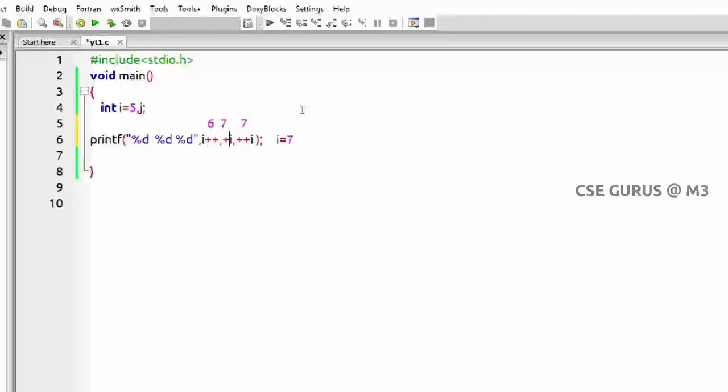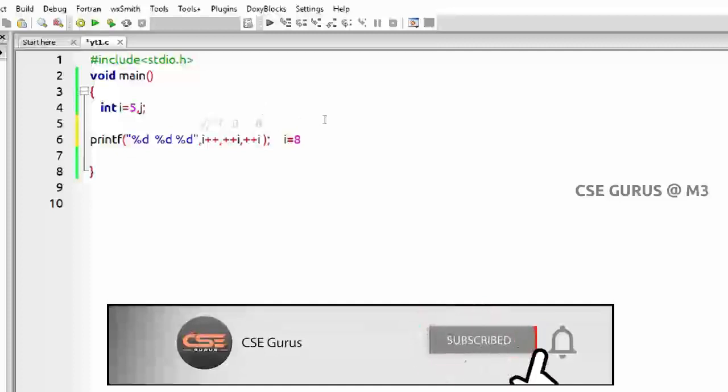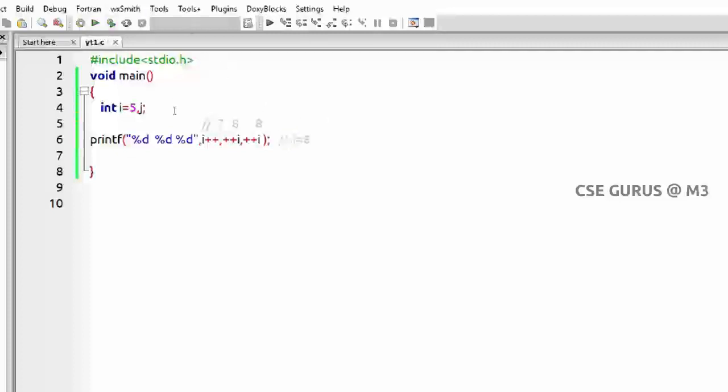Let me see, what if I have ++i here? Initially it is 5, ++ makes it 6, now 6, ++ makes it 7, and of course here 7 only. But the i value will become 8 after the last, because i++ is there. So now 8 will be replaced here, and for ++i here also 8 will be replaced. So now the output should be 788. Let me check the output. Yeah, you can see 788.